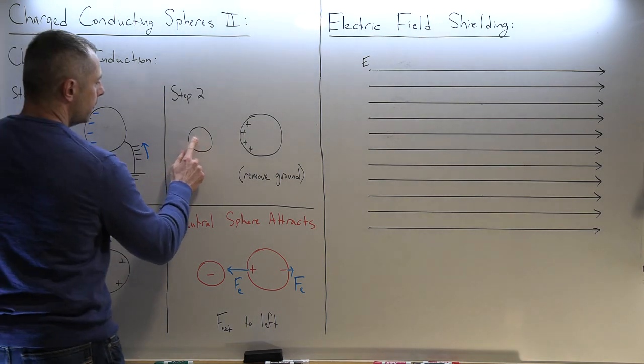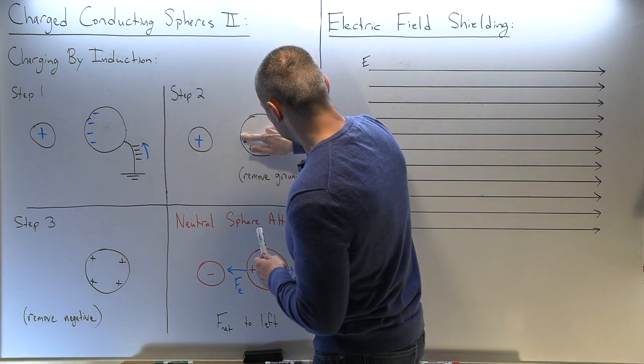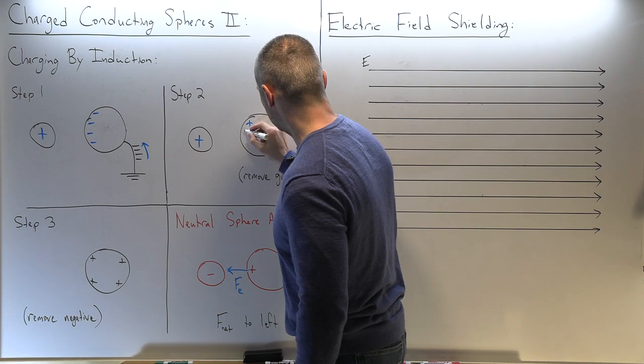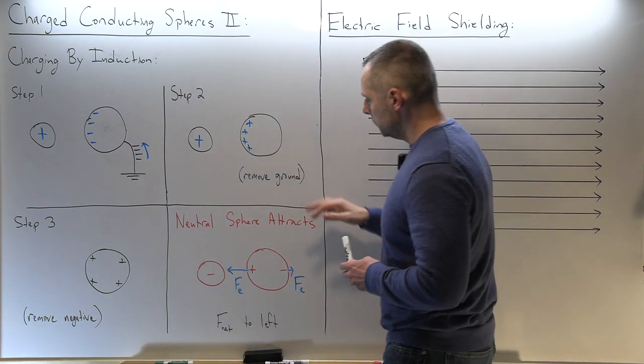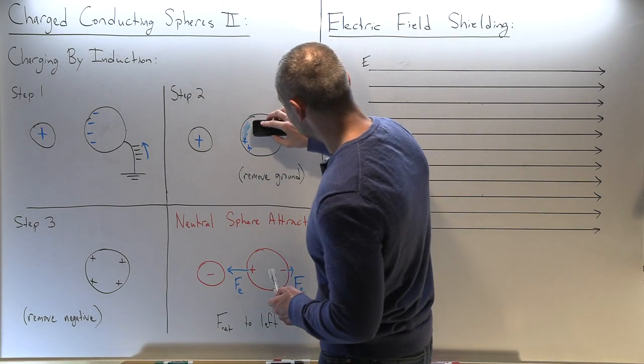And by the way, you don't have to redraw this. I'm showing you that it doesn't matter. The effect works the same whether you bring a positive or negative charge nearby. So now you remove the ground wire. Oops. Oh. Got to wait for it to dry.